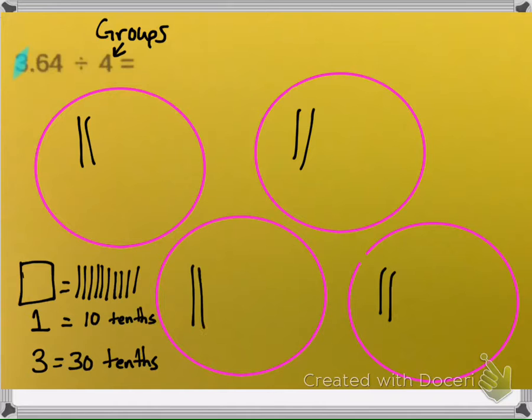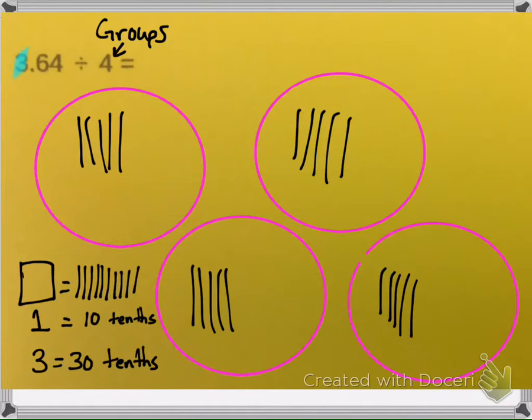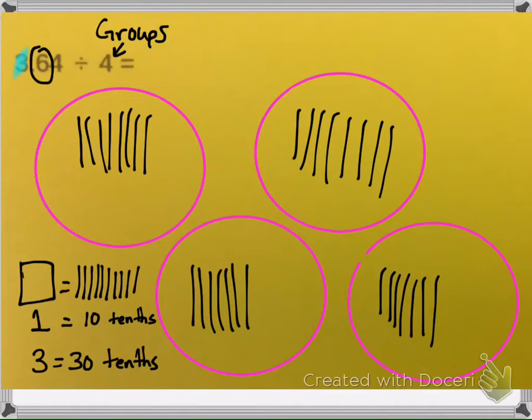5, 6, 7, 8, 9, 10, 11, 12. 13, 14, 15, 16, 17, 18, 19, 20, 21, 22, 23, 24, 25, 26, 27, 28, 29, 30, 31, 32. Wait a minute. There we go.